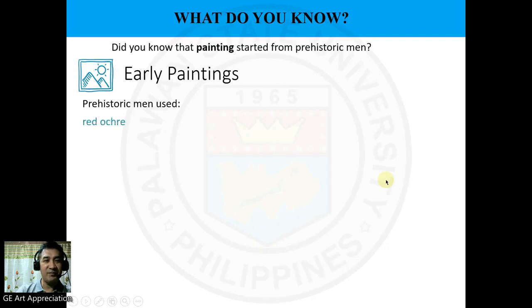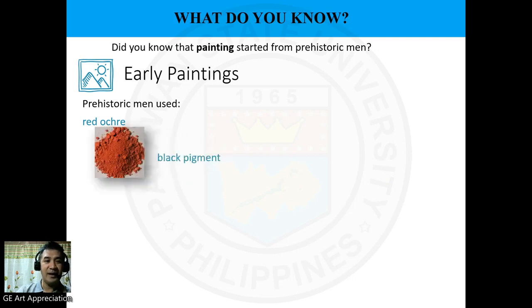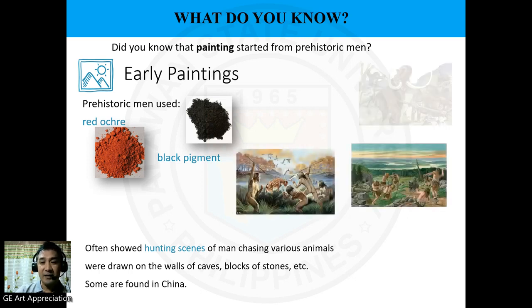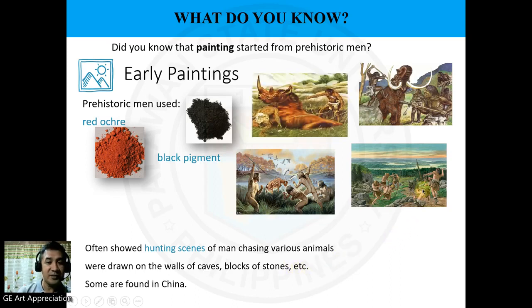Let's have a trivia. Did you know that painting started from prehistoric man? Prehistoric men used the red ochre and the black pigment. It often showed hunting scenes of men chasing various animals drawn on the walls of caves, blocks of stones, etc. Some are found in China. Every time they chase various animals, when they kill them, they will get the blood, dry it, and that is what they use for paintings. Those materials, for example the red ochre and black pigment, were used for their painting. So, just a trivia.